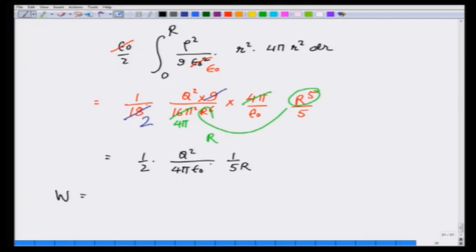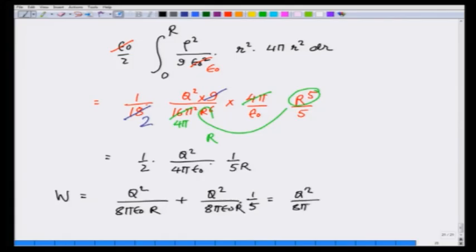So, total energy W is going to be q square over 8 pi epsilon 0 R plus q square over 8 pi epsilon 0 times 1/5 R, which is nothing but q square over 8 pi epsilon 0 R times 6 over 5, which is 3/5 q square over 4 pi epsilon 0 R, which is the same answer as we had obtained earlier. So, what I have tried to show you in this lecture is that you can think of the energy of a charge distribution as if it is stored in the electric field produced by it with the energy density 1/2 epsilon 0 E square, and we have seen through 3 examples that this gives you the same answer as we obtained earlier with the direct formula.